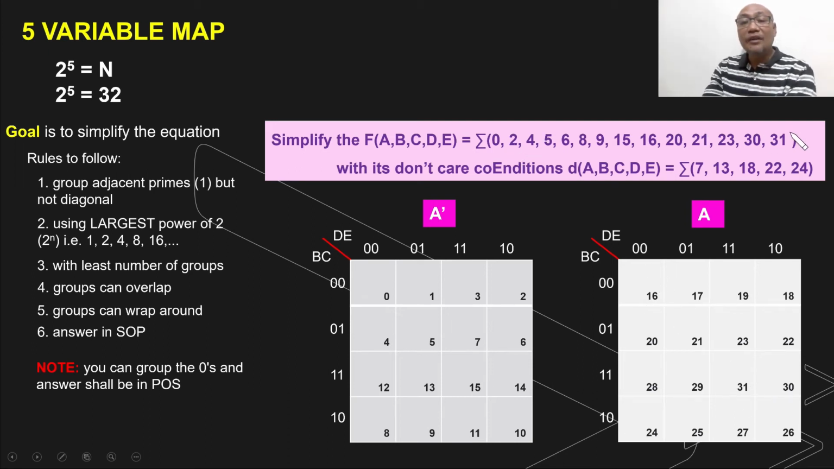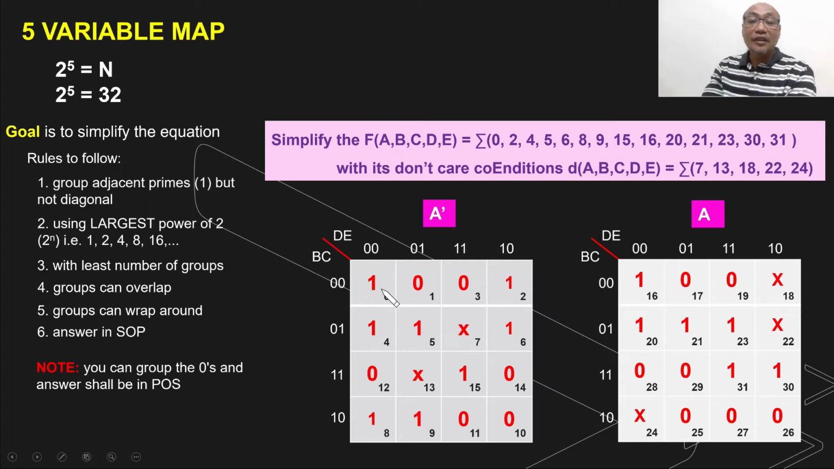Now put our primes into our map together with its don't care. So we have 0, 2, 4, 5, 6, 8, 9, 15. Then we have 16, 20, 21, 23, then 30 and 31. How about our don't care? We have 7, 13, 18, 22, and 24.